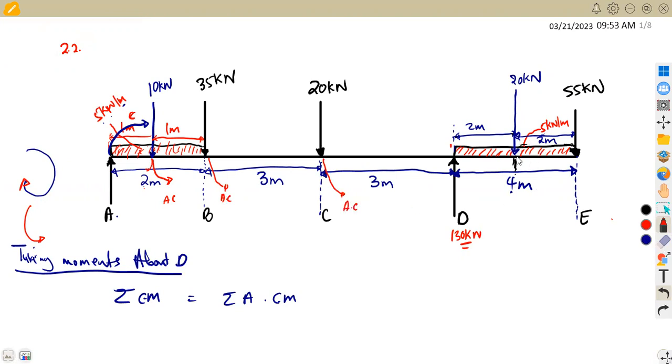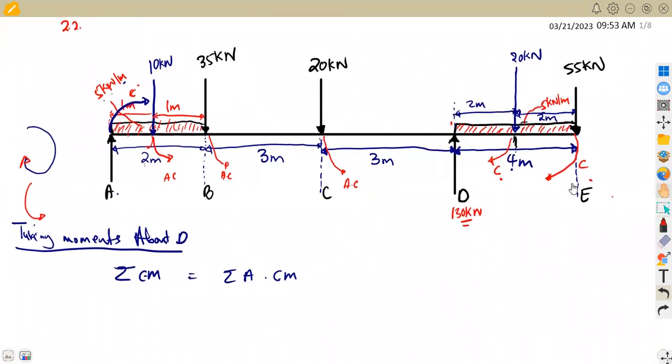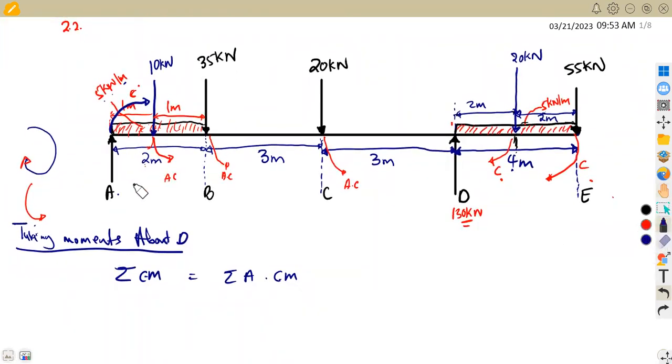Okay, let's check 20 on this side, it's moving this way, which is clockwise. 55 is moving this way back to D, which is clockwise. So we have got a clockwise and a clockwise. So we're going to combine these together. Okay, so let's have this from A back to D, that is A times 8. Remember 2 plus 3 plus 3, which is 8.